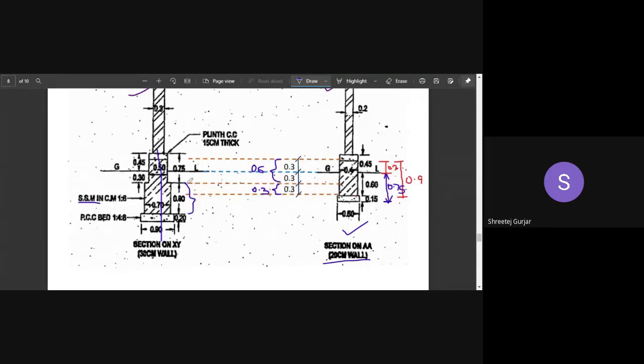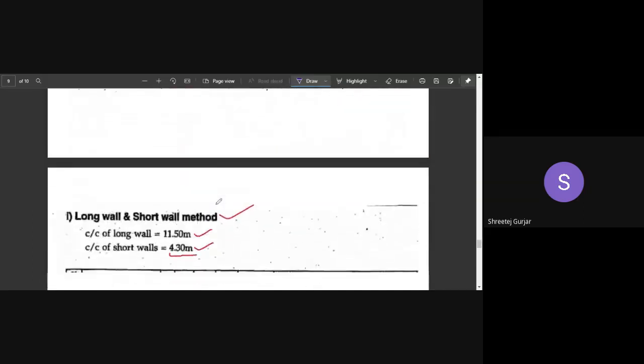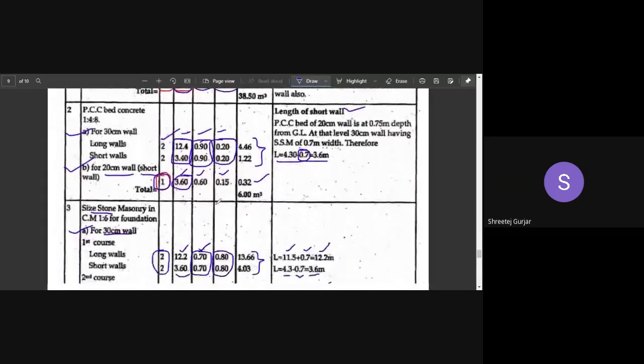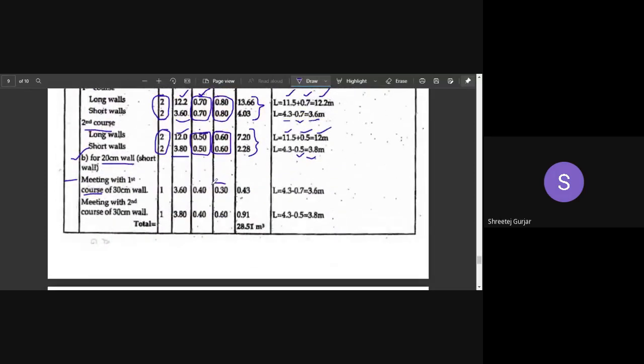So how much part is meeting? This much part is meeting, right? So this much part is in contact with my 30 centimeter wall, first step. So I need to calculate this part separately. The height of this part is 0.3, that I have written here. See, 30 centimeter wall, 0.3.